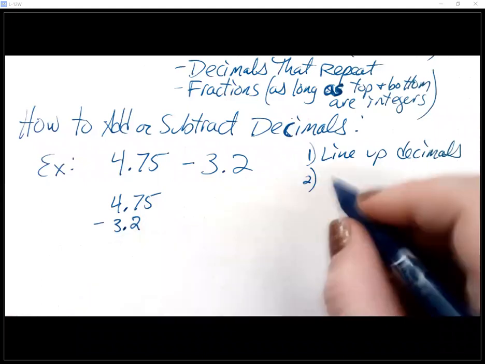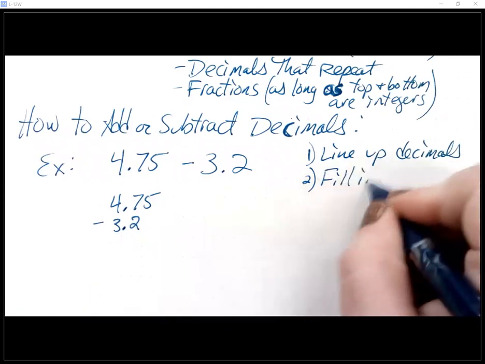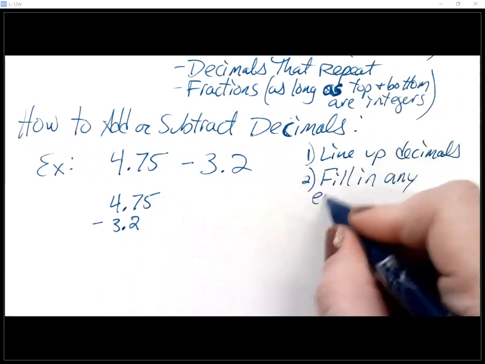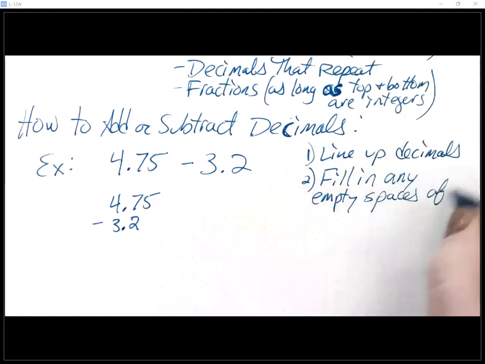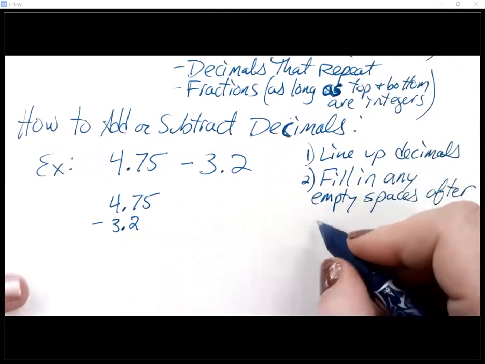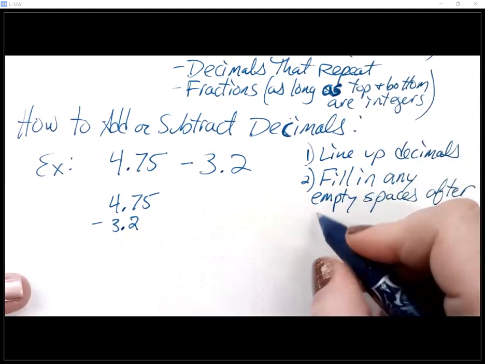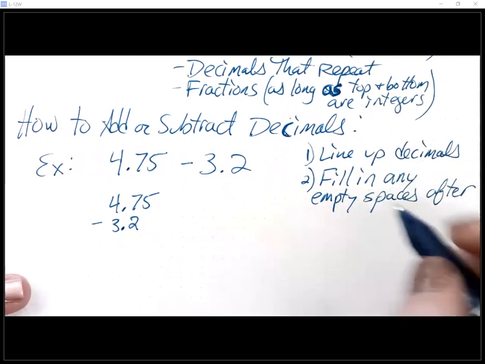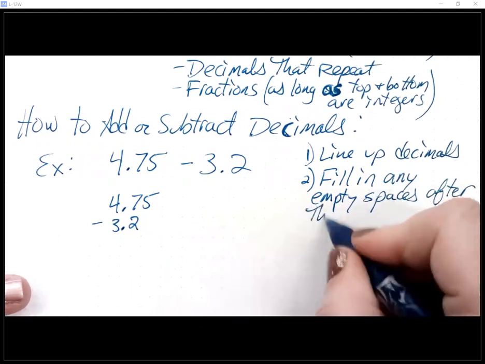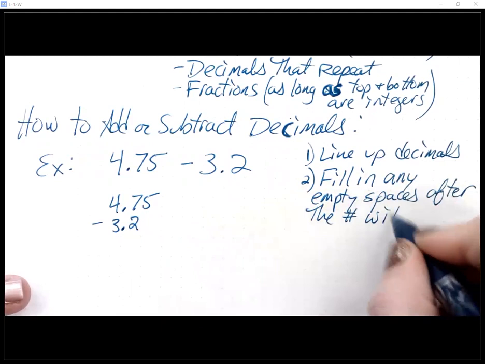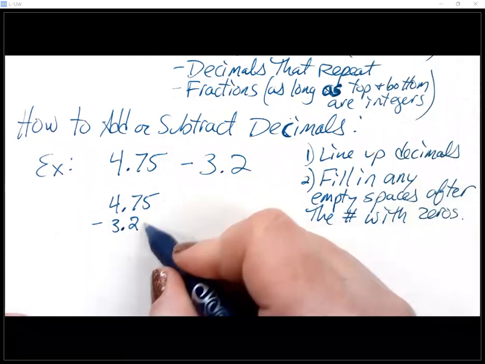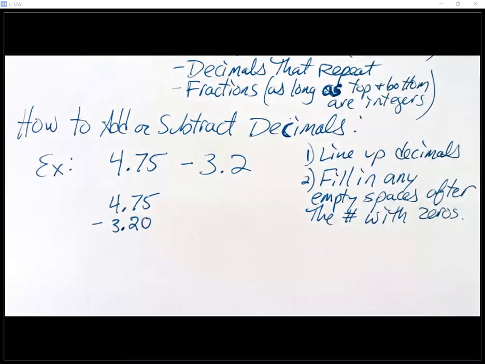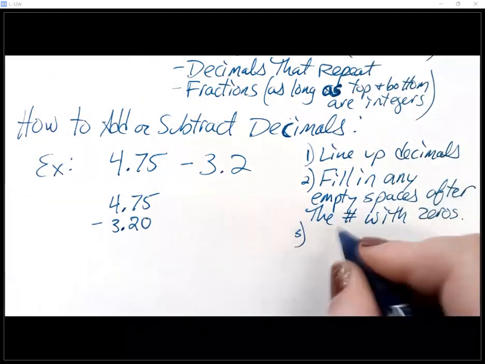So you can fill in any empty spaces after a number with zeros. That's not changing the value. 3.2 and 3.20 are the same thing. And then I can just subtract like I normally do.